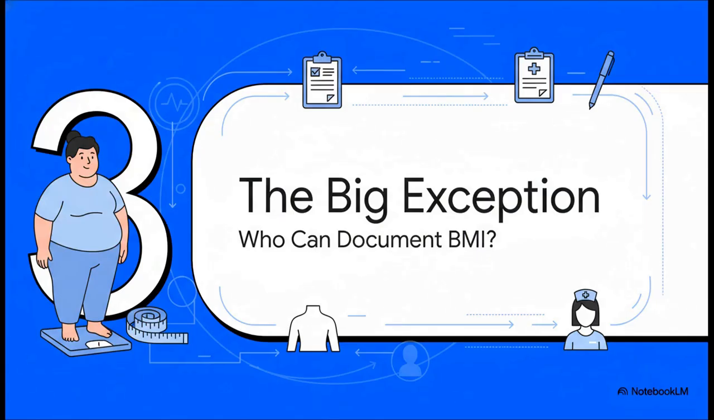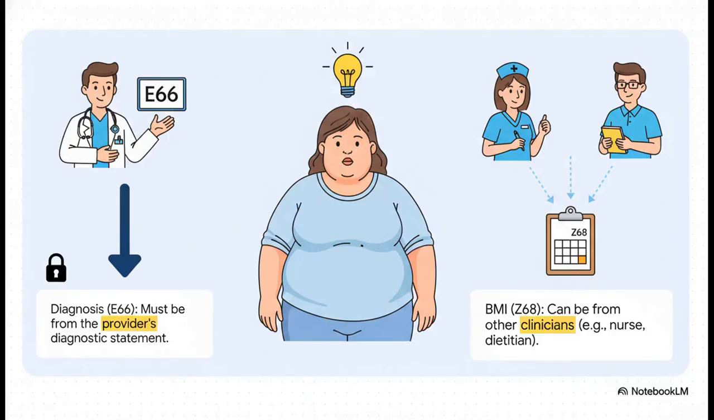All right, so we've covered the diagnosis part of things. Now let's circle back to our very first question and reveal the big exception to the rule. Who exactly is allowed to document that BMI value for us to code it? And here it is. This is that aha moment. This is the exception that just breaks the mold. The diagnosis, your E66 code, that must come from the provider. That part is totally non-negotiable. But the BMI, the Z68 code, that can be pulled from the documentation of other clinicians who are involved in the patient's care. So yes, a nurse's note or a dietitian's assessment is totally valid documentation for that Z code.